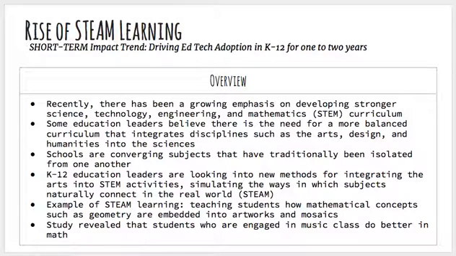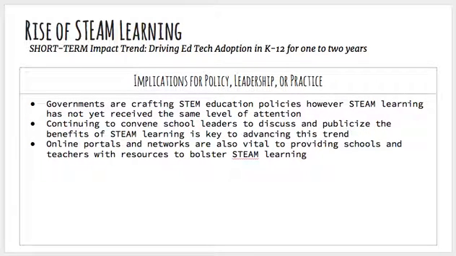And a study that the Horizon Report discussed actually showed that students who are engaged in music class do better in mathematics than students who are not engaged in music class. Some of the implications for policy, leadership, or practice for the rise of STEAM learning here: currently governments are crafting STEM education policies. However, STEAM learning has not yet received the same level of attention. There's a ton of work being done with STEM, but there really hasn't been a ton of attention for adding this arts component into it. So that really needs to be discussed by school leaders and publicized to really show the benefits of STEAM learning.